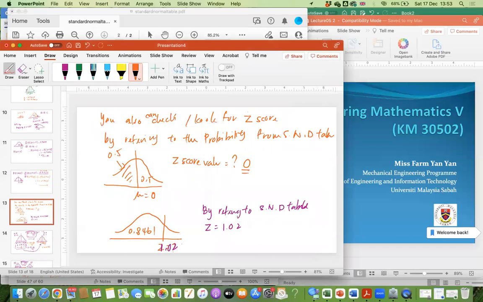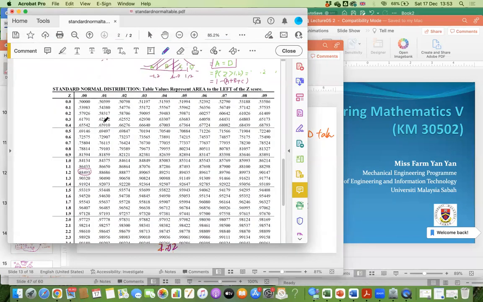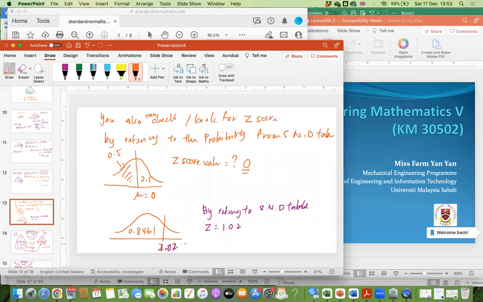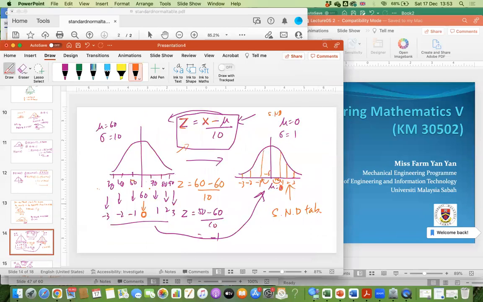Next, I have the probability 0.8461. What is the z-score? So you find the nearest one to 0.8461. I think this is the closer one, 1.2. So therefore your z-score is 1.2.